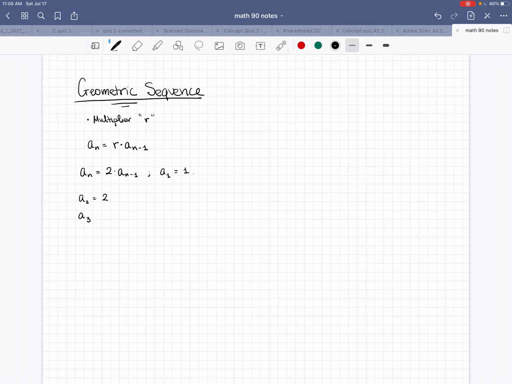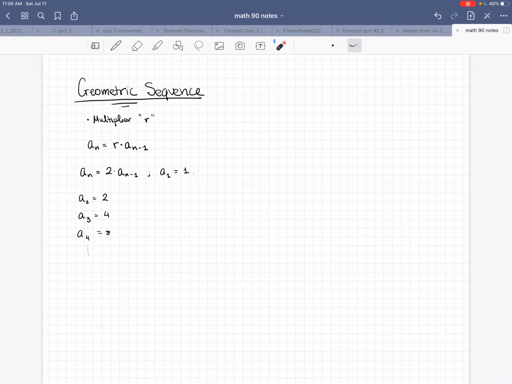A sub 3 is 2 times 2, which is 4. A sub 4 is 8. And so on. And so what you see here in this case is that because the first term was 1 and R, the multiplier, is 2, the terms of the sequence are just powers of 2. You don't want to assume that every geometric sequence is going to be purely exponential like this, because the first term may not be 1.